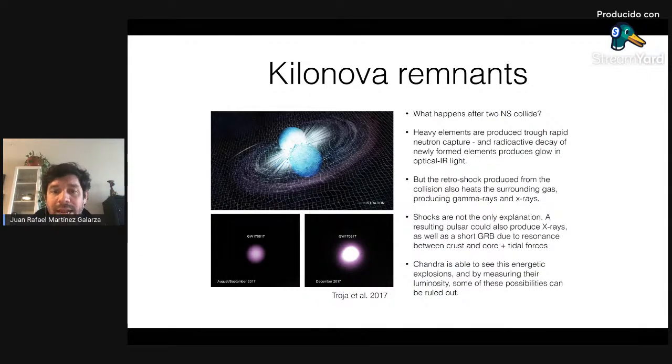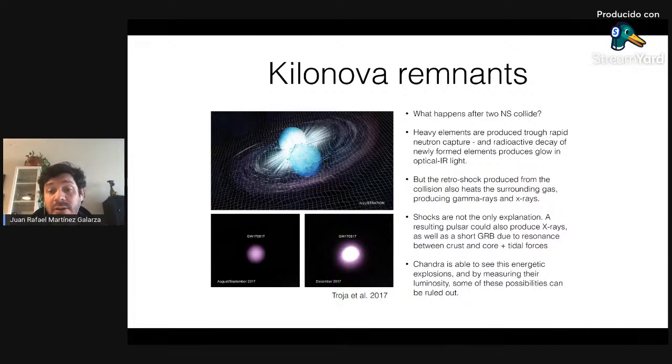But another thing that can happen is that there's a shock. Every time there's a collision like this, there's a shock, and that can completely heat the material around it, the interstellar material around these objects. And that shock, just like in a supernova remnant, can be responsible for the production of X-rays.